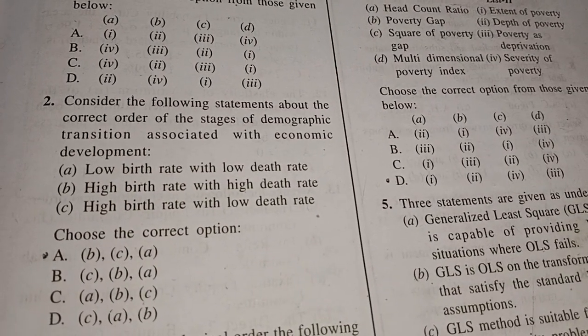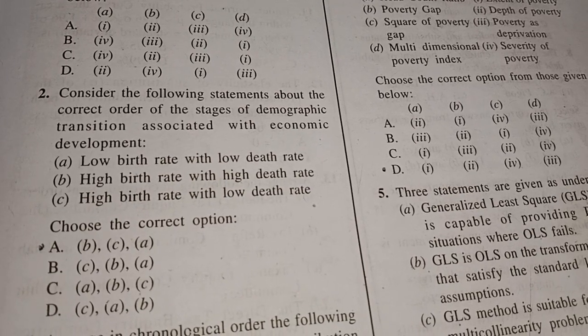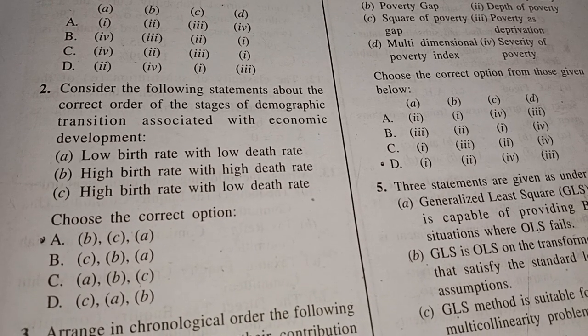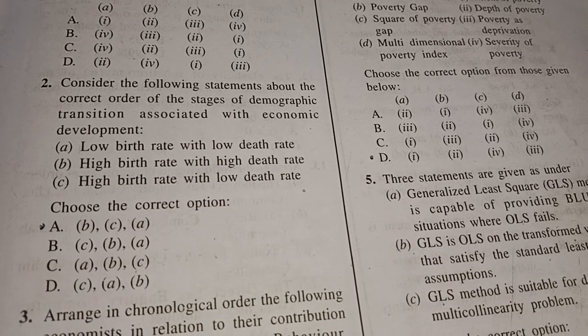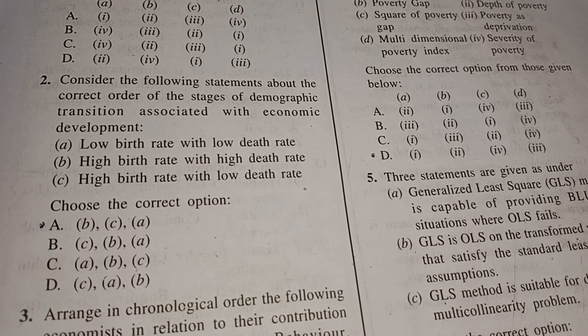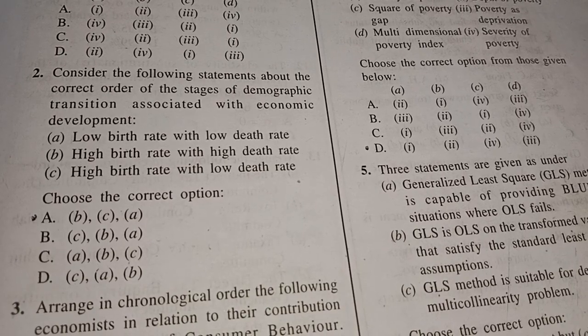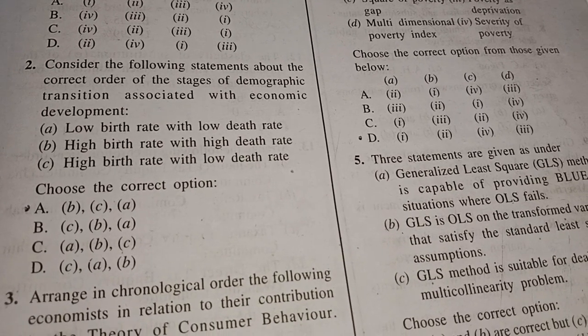Consider the following statement about the correct order of the stages of demographic transition associated with economic development. B, C, A. A: High birth rate with high death rate. B: High birth rate with low death rate. C: Low birth rate with low death rate.